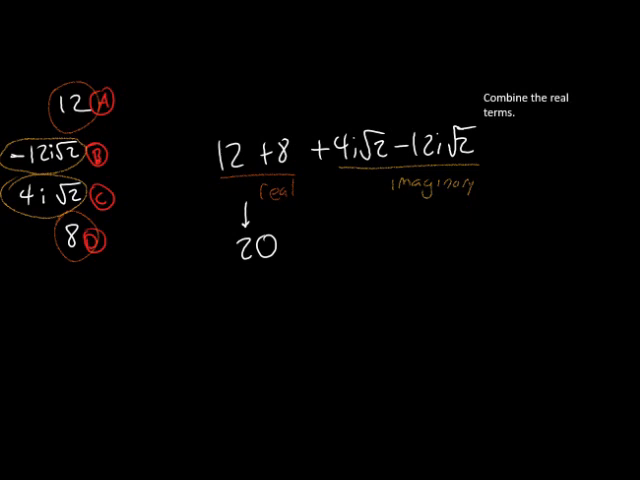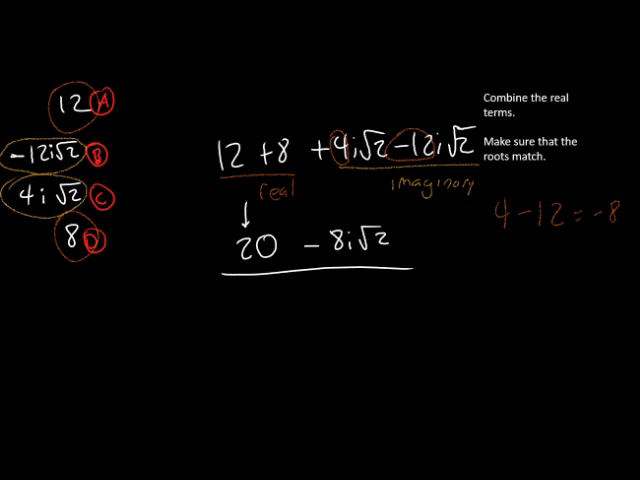Now for the imaginary part, we have to make sure that the roots match. Since both of them have square root 2 and both of them have i, it's okay to combine them. The coefficients are 4 and negative 12. We will say 4 minus 12 would give us negative 8. Therefore, the imaginary piece will be minus 8. We'll keep the same letter i and the same root 2. Therefore, our answer will be 20 minus 8i root 2, with the real part being the 20 and the imaginary part being the negative 8i root 2.